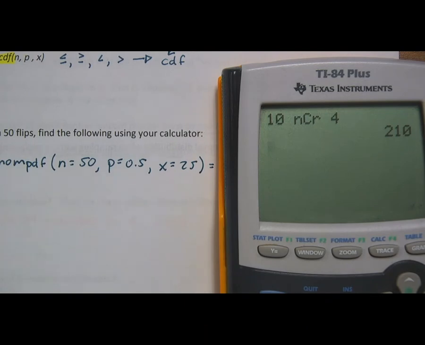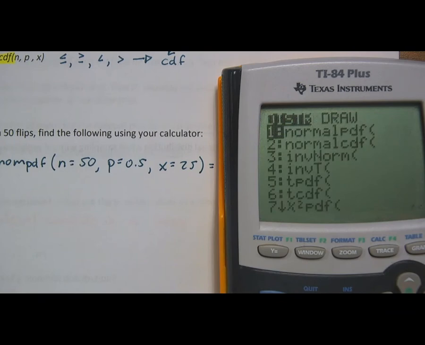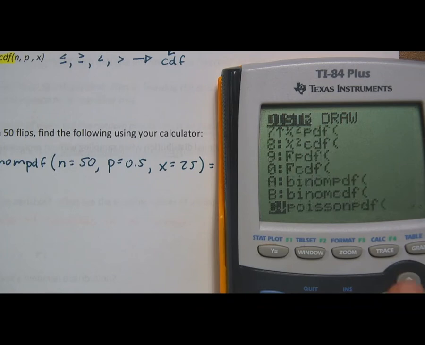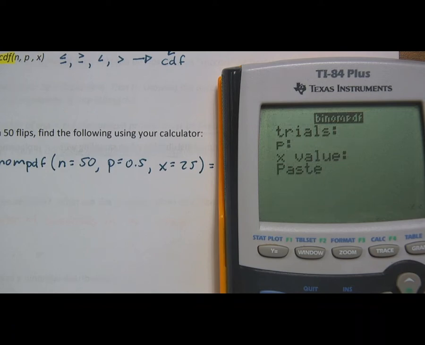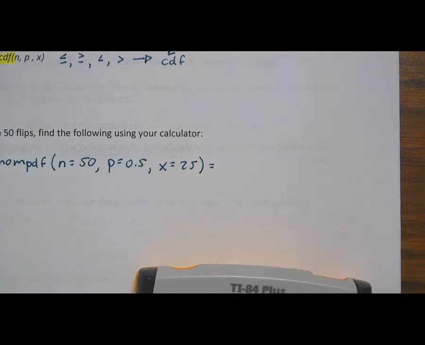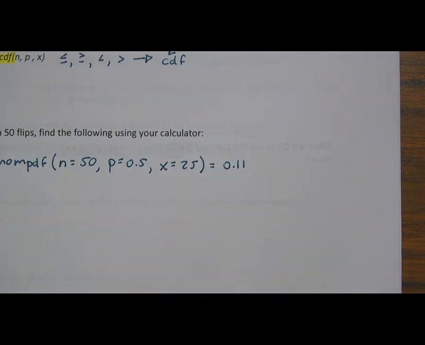You're going to find these PDFs and CDFs in the same place you find normal CDFs, second bars. You'll have to arrow down. A and B are your binomials. We're doing PDF this time, because it's an equal sign. How many trials are being performed? 50. What's the probability that you get a success on a trial? 0.5. And how many successes are we looking for? 25. How lovely. Enter, enter. There you go, 0.11. That's the probability that in 50 flips you get exactly 25 heads.